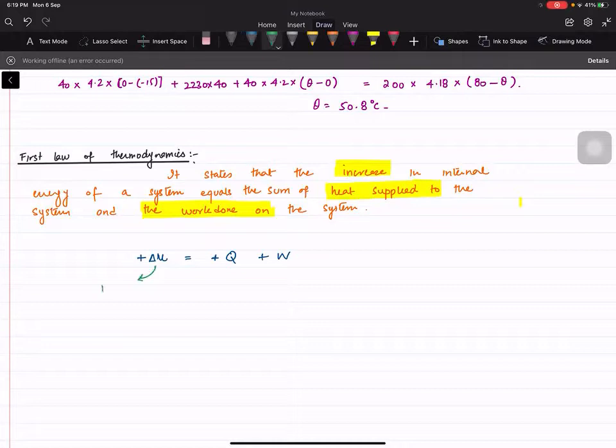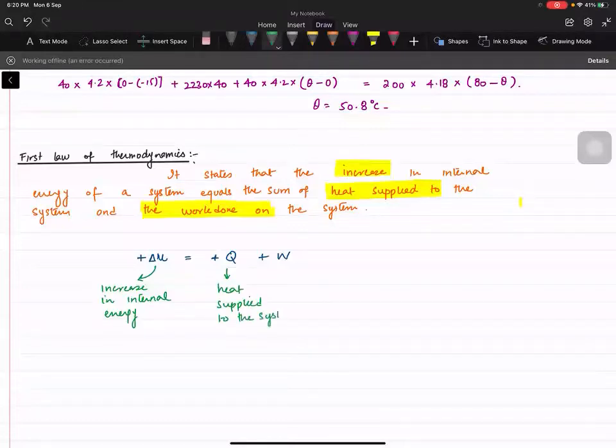Okay? So yeah, I'm going to write it. This is the increase in internal energy. And internal energy basically depends on two things. Heat supplied to the system. And this is work done on the system. Sir, what symbol did you write for energy? Delta U. Okay. Alright, that's understood.